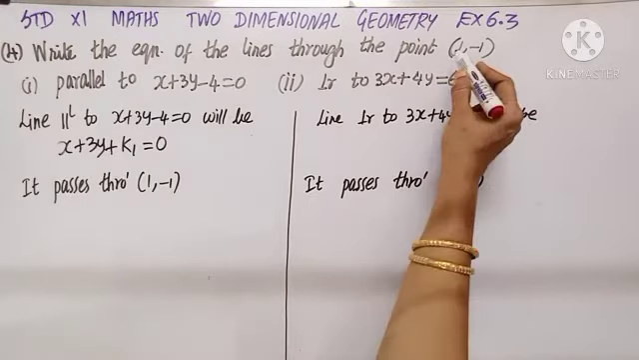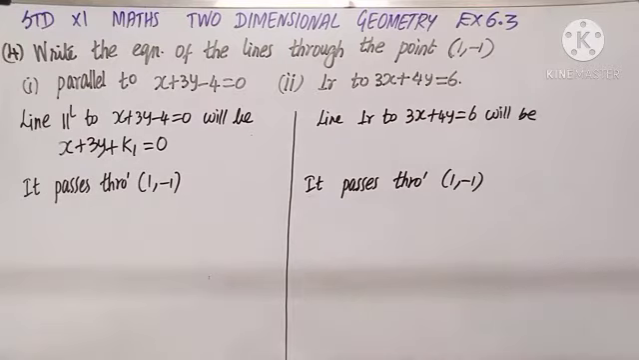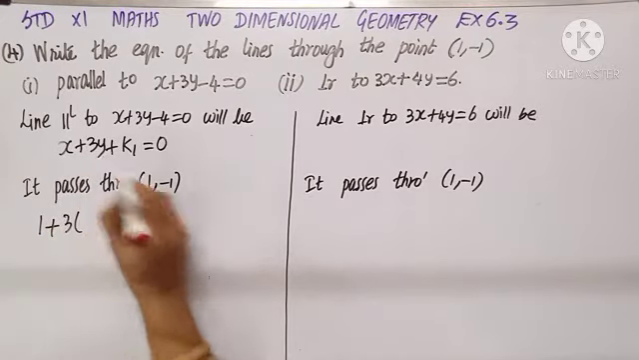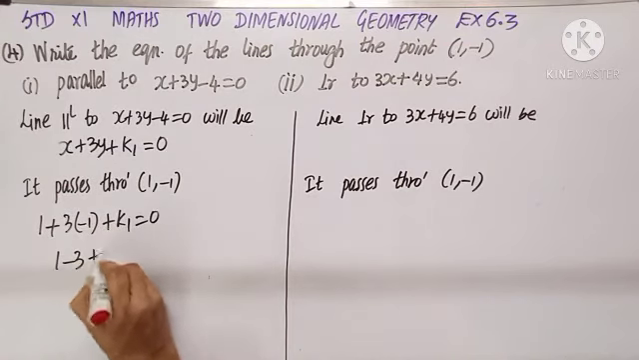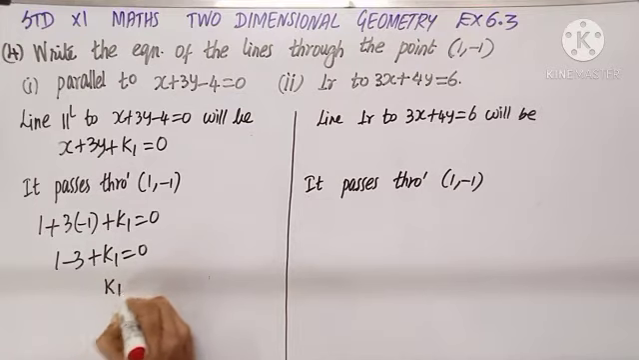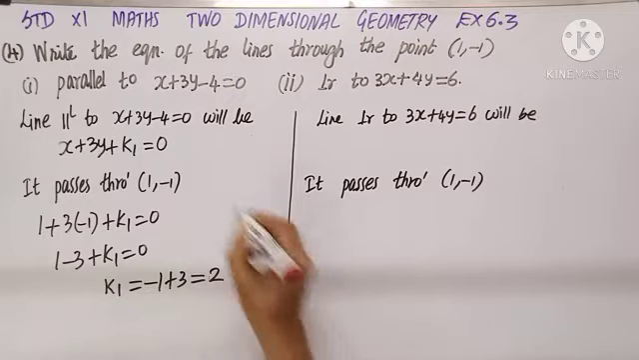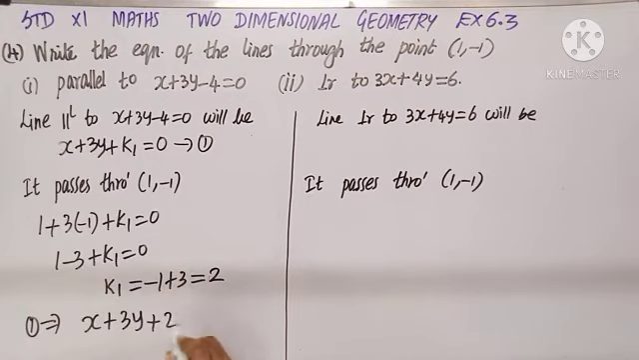Given, it passes through 1, minus 1. What do you mean by passing through? It must satisfy the equation. Wherever x comes 1, wherever y comes minus 1, plus K1 equal to 0. 1 minus 3 plus K1 equals 0, or K1 is minus 1 plus 3, that is 2. Put it back in this equation. So the required equation is x plus 3y plus 2 equals to 0.